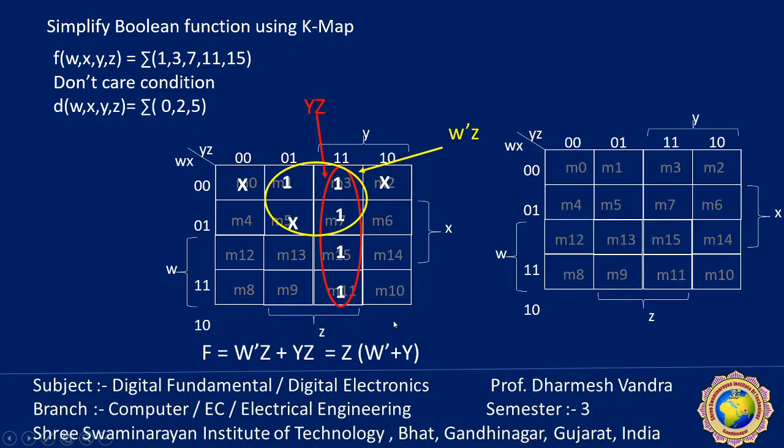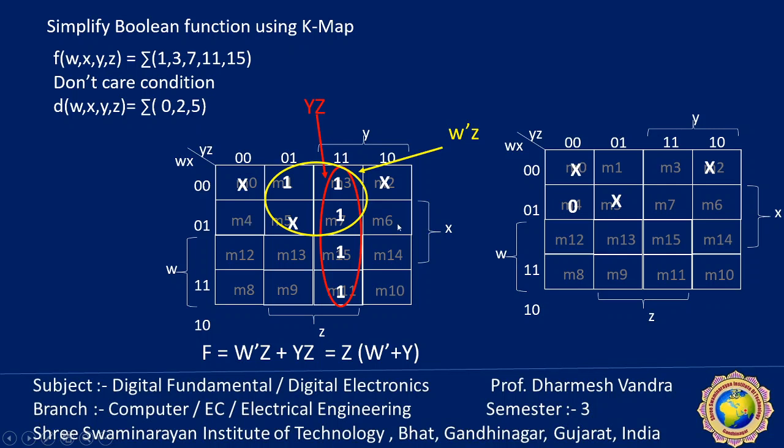Now, we have to take the form of product of sum. So what we'll do is, first all the maxterms will be there, and then for the remaining minterms we put 0.